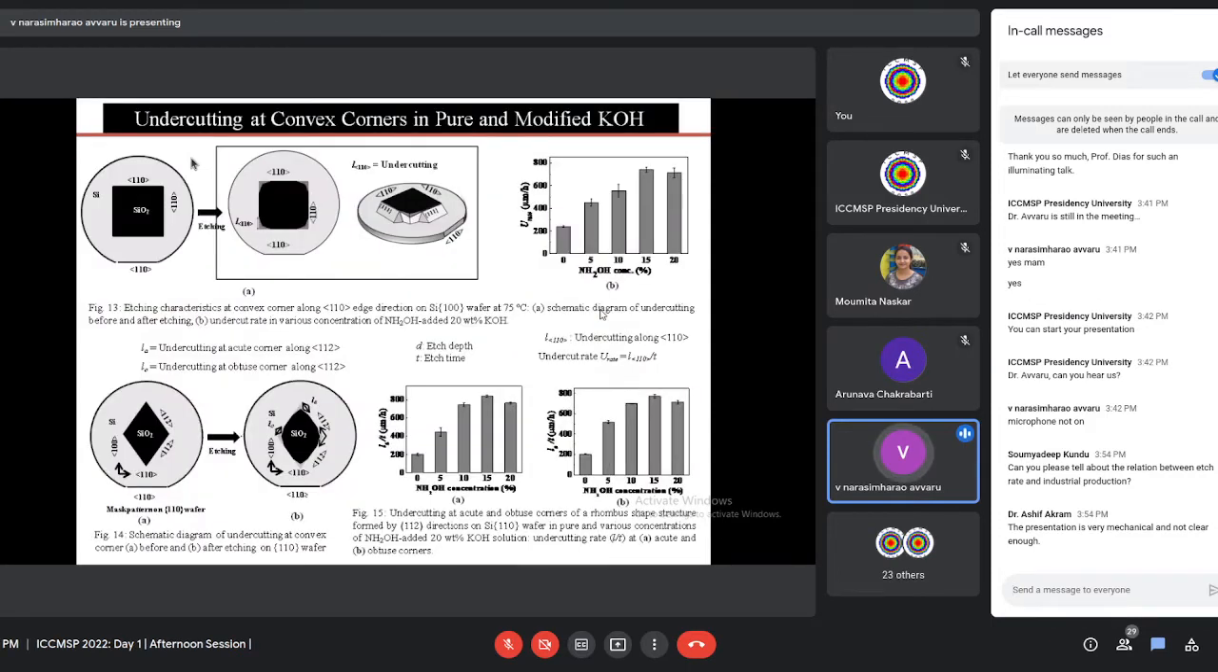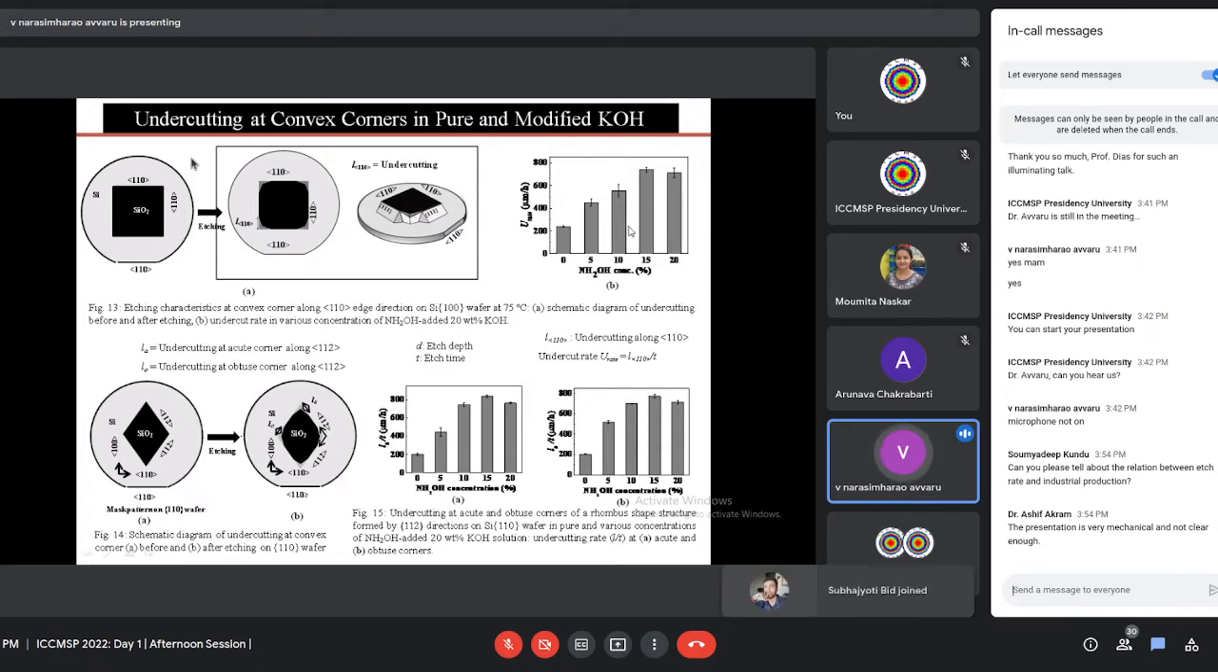Undercutting at convex corners in pure and modified KOH solution. In anisotropic etching, when dipping in this solution, undercutting takes place at the convex corner places of the mask layer. This is the mask where we want to protect. This place we want to etch. So at this convex place, undercutting takes place, then etching goes on. So how does this modified solution work?